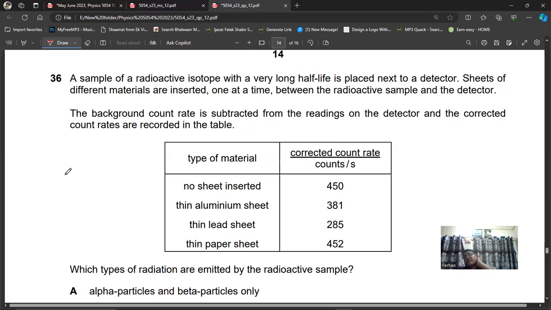table. So the type of material, when there is no sheet inserted, the reading is 450. A thin aluminum sheet is inserted, so the count rate has dropped from 450 to 381. That means the aluminum has stopped some radiation. And the radiation which is stopped by the aluminum is beta particles. So that means beta particles are present there.